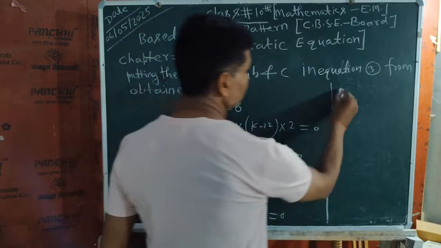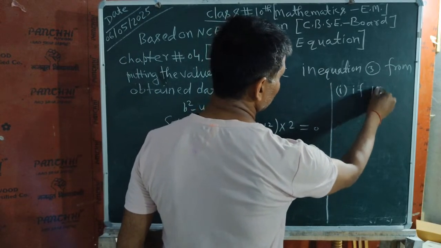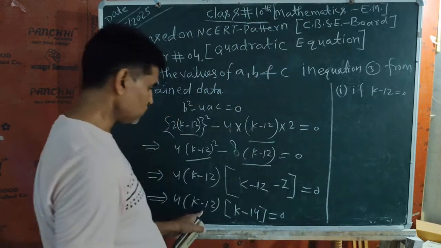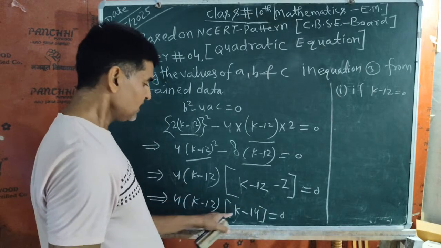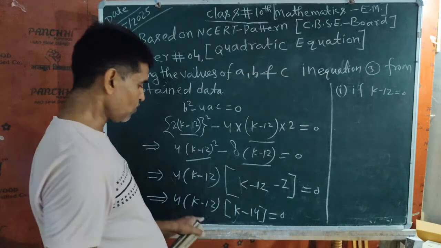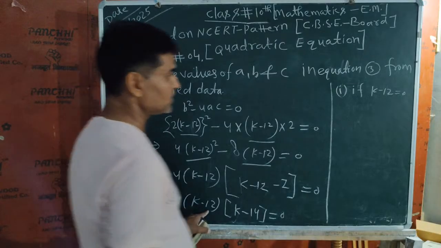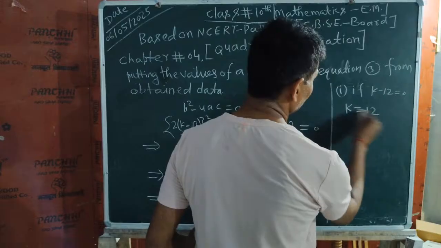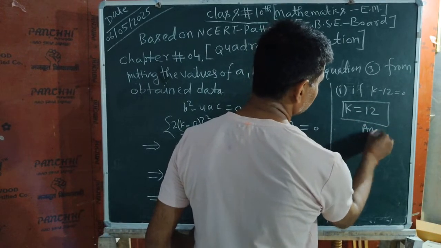I will say condition number 1, if k minus 12 is equal to 0, because if this term is 0, then the multiplication of this and this will be 0, or if this term is 0, the multiplication of this and this will be 0. So in the first condition I will say k minus 12 is equal to 0, so I will put here k is equal to 12. So this is one answer of the given question.